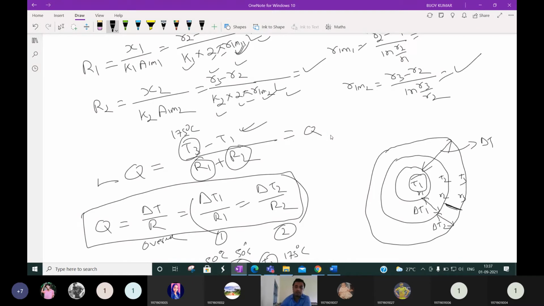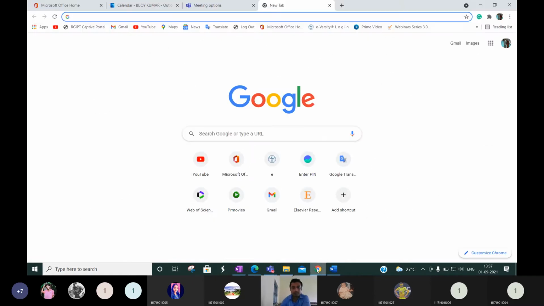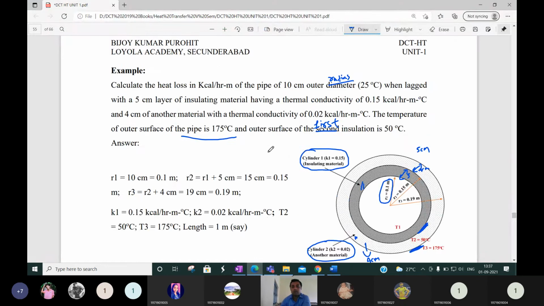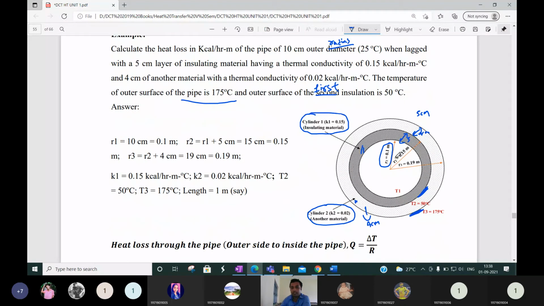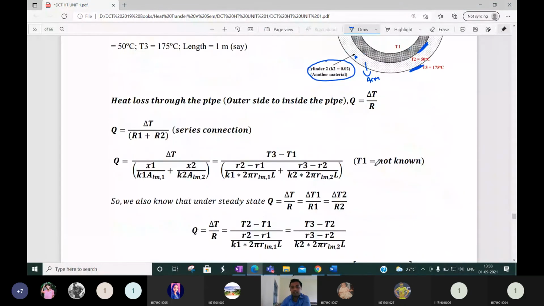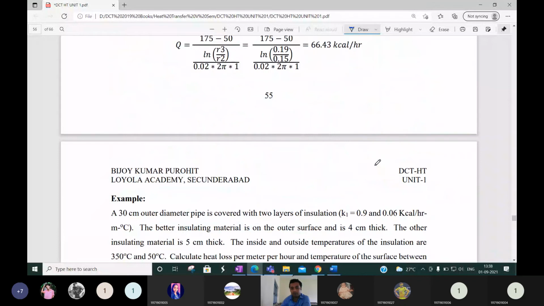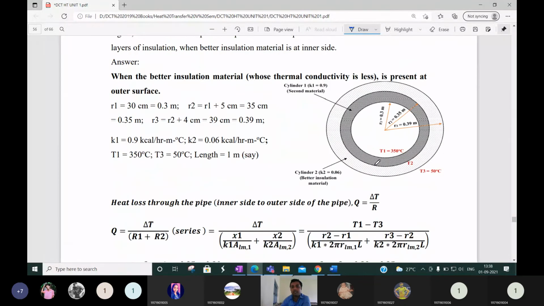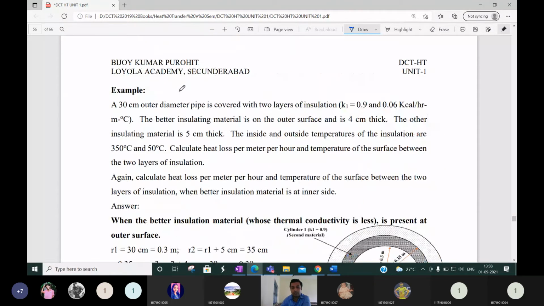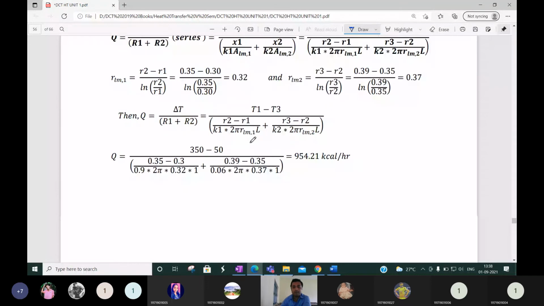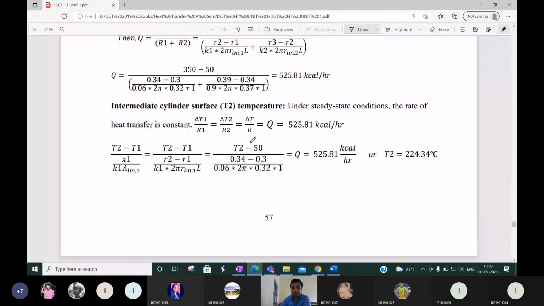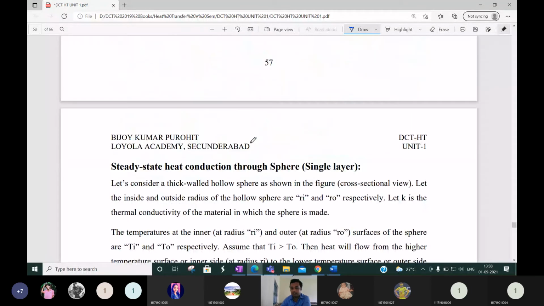Let me show you the notes. You can prepare the notes. In the notes I mentioned all the things clearly. Find the notes once again and read them once again. Another problem I also solved in the notes. Please read it once again, and everything will be clear.